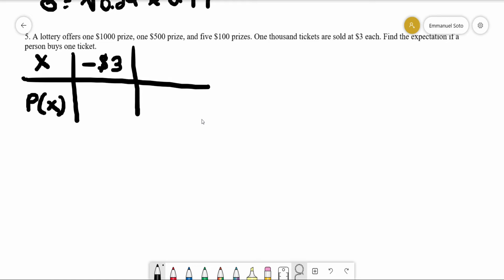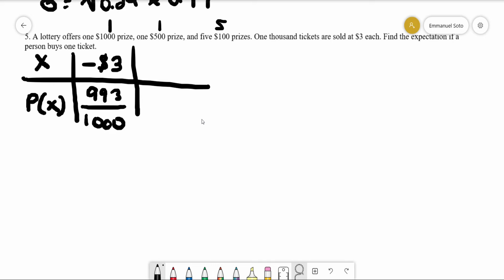Well, there's one $1,000 prize, there's one $500 prize, and five $100 prizes. That's a total of 7 tickets. So 7 tickets are winners, which means that 1,000 minus 7 are losers. So we have 993 out of 1,000 tickets where we lose $3.